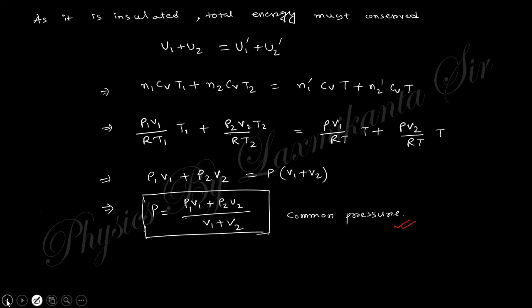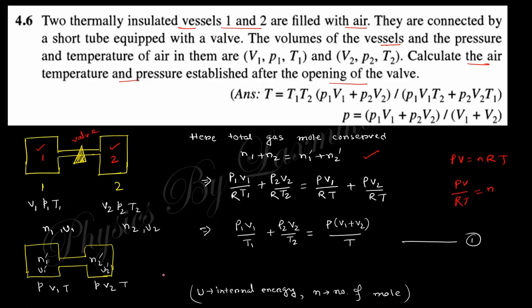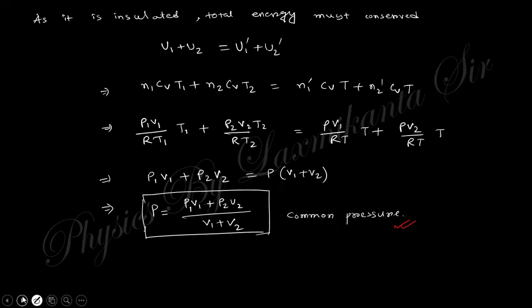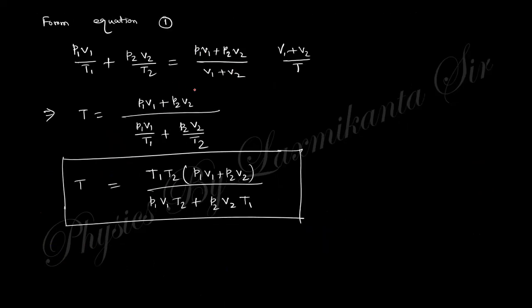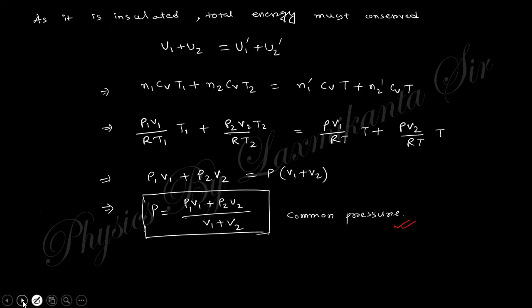corresponding temperature can be found from this equation number 1. You can put this value of T here, and you can easily find out the temperature of this system. So this is the temperature, and this one is the pressure after opening the valve. Go to the next one.